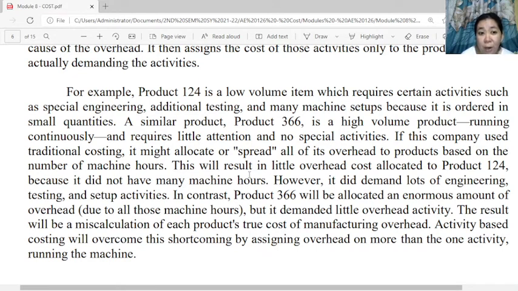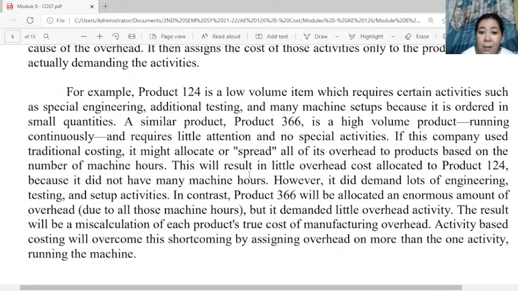If this company used traditional costing, it might spread all of its overhead to products based on the number of machine hours, because that is the traditional allocation basis. This will result in little overhead being allocated to product 124 because it's low volume, meaning the production is in a lesser number of units only. It will not have many machine hours spent in production, so it will be allocated a small portion of overhead cost. However, it will demand lots of engineering, testing, and setup activities.